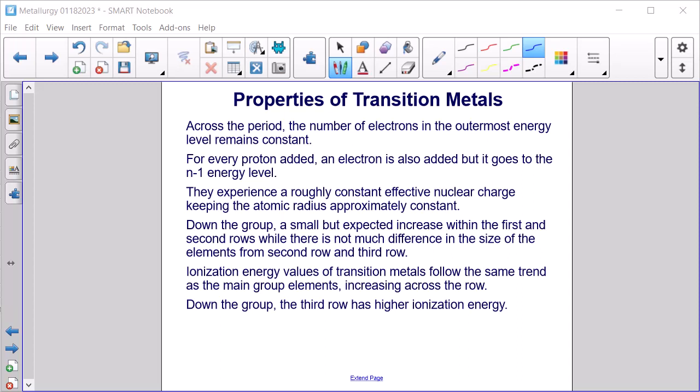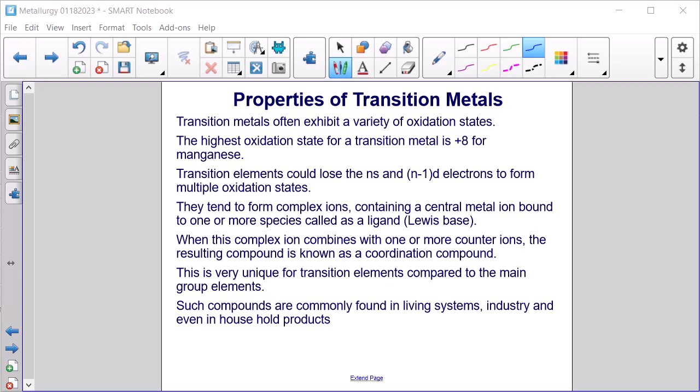Ionization energy values of transition metals follow the same trend as the main group elements, increasing across the row. Down the group, the third row has the higher ionization energy. Transition metals often exhibit a variety of oxidation states. The highest oxidation state for a transition metal is +8, for osmium. Transition elements can lose the ns and (n-1)d electrons to form multiple oxidation states.